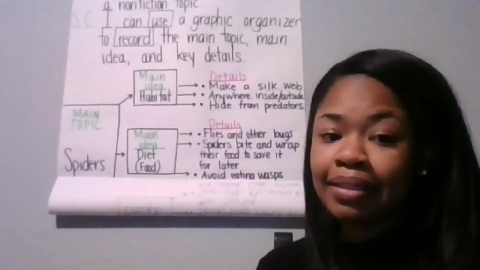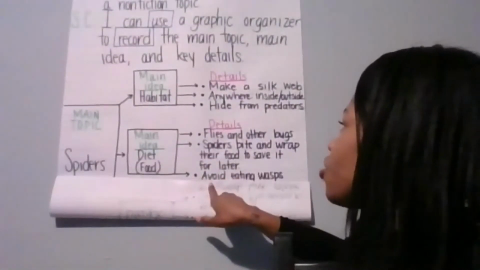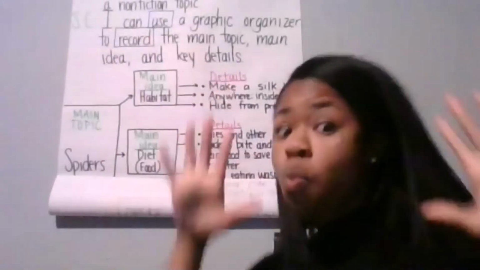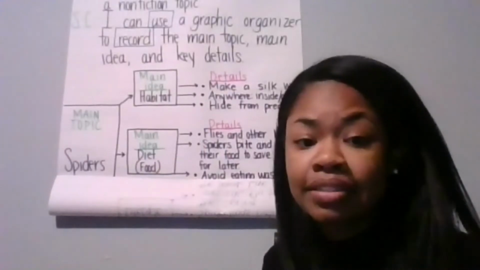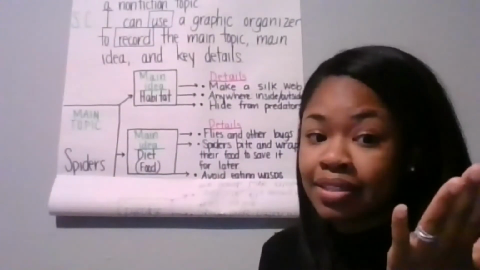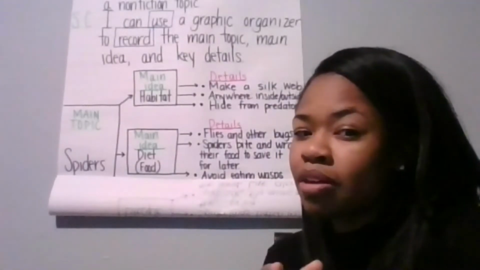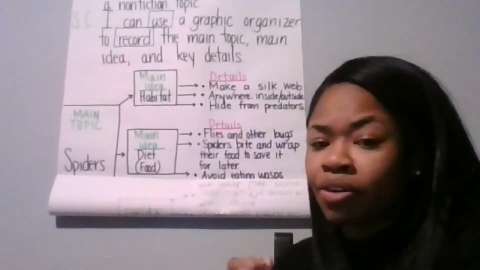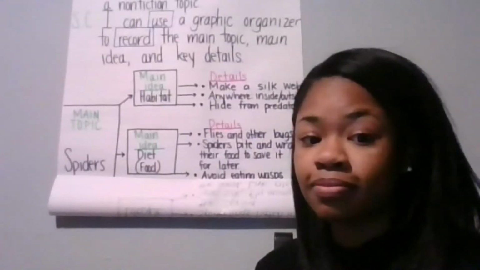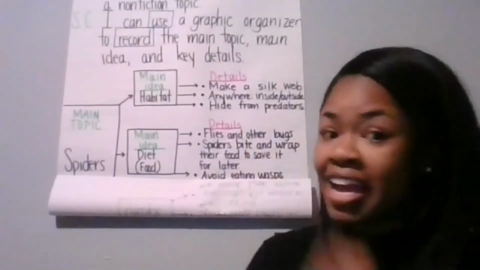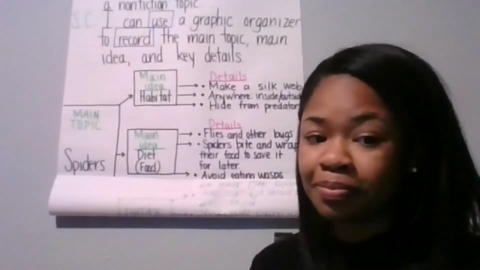Now, the last key detail, avoid eating wasps. Whoa! That is an awesome key detail that supports the diet and food, because not only does the text tell us what the spider does eat, but it also tells us what the spider cannot eat. And who can remember the even more key detail as to why the spider doesn't eat the wasp? You got it. It has to avoid that stinger so that the spider doesn't get hurt.